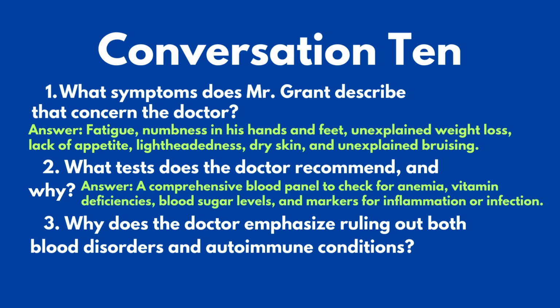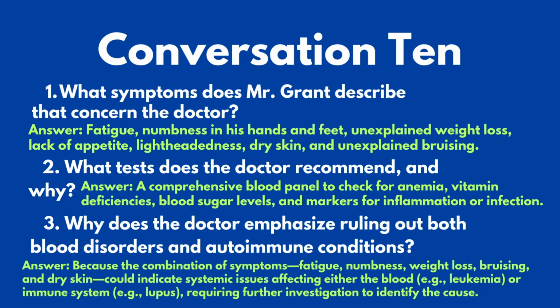Question 2. What test does the doctor recommend and why? The answer is a comprehensive blood panel to check for anemia, vitamin deficiencies, blood sugar levels, and markers for inflammation or infection. Our final question, question 3. Why does the doctor emphasize ruling out both blood disorders and autoimmune conditions? The answer is because the combination of symptoms, fatigue, numbness, weight loss, bruising, and dry skin, could indicate systemic issues affecting either the blood or immune system, requiring further investigation to identify the cause.